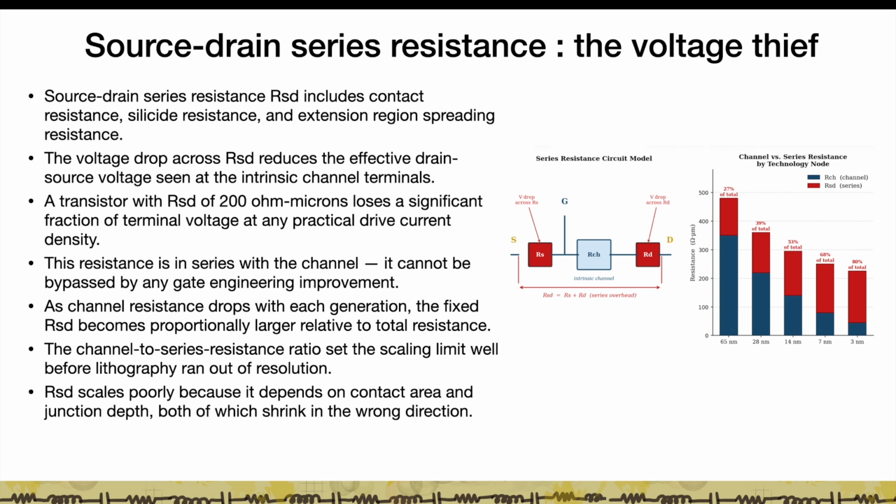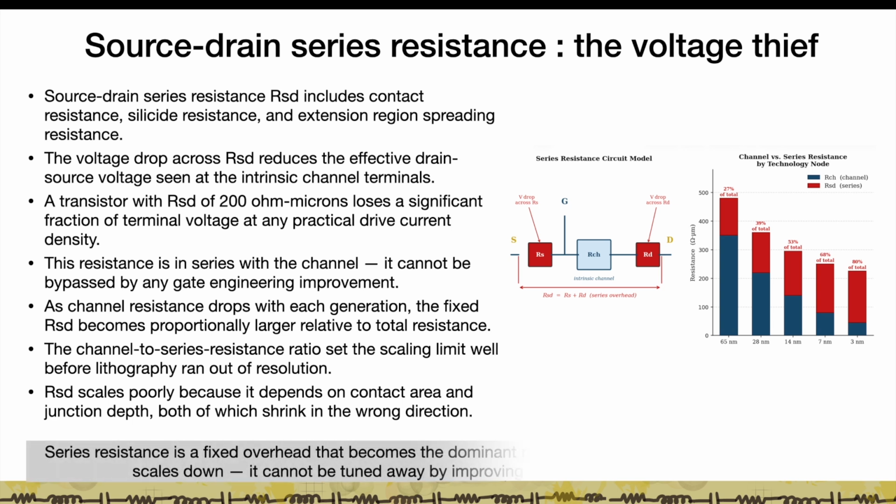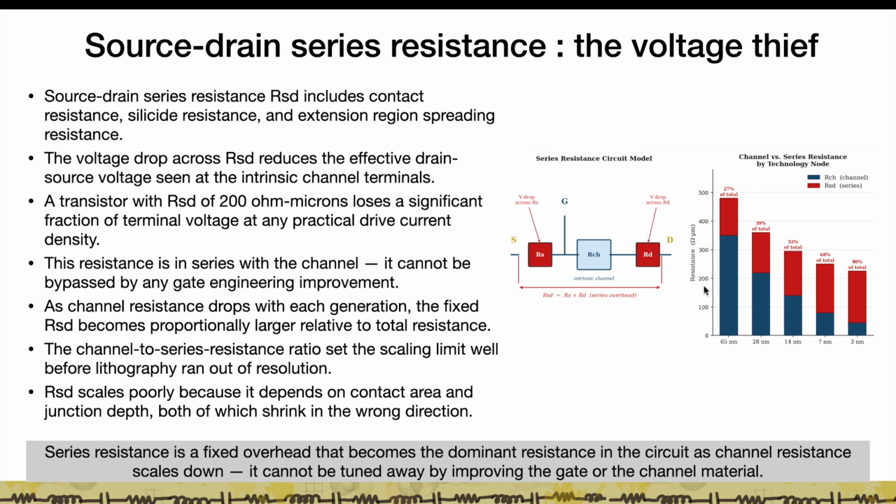Now, the direct consequence is that any IV curve you see for a 3 nanometer transistor is showing you a device where the applied voltage is split between the RSD and the channel. The slope of that curve at high drive current, the linear region output conductance, is heavily influenced by RSD. A transistor with great intrinsic current density can still show disappointing saturation current if RSD is high enough.